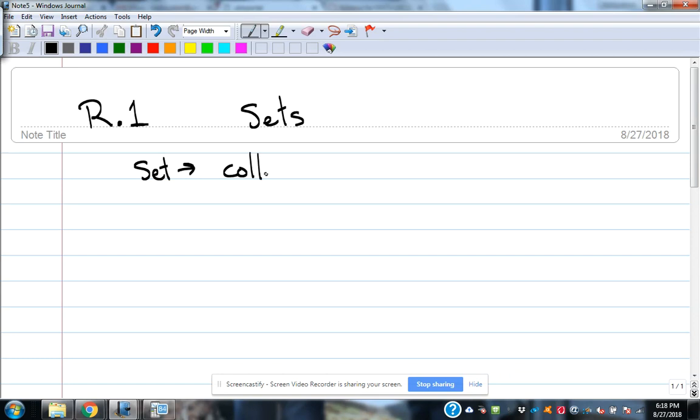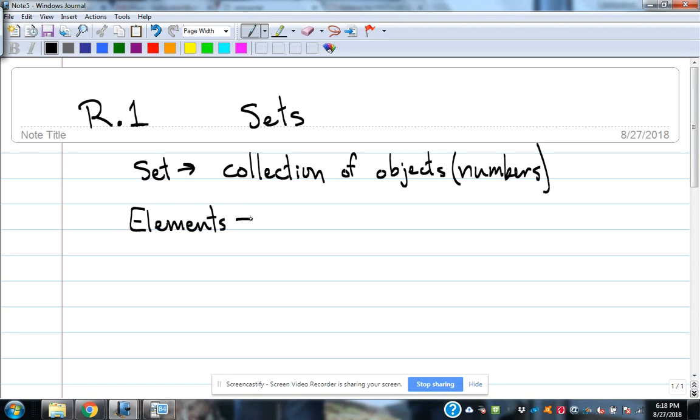In a math class, that's usually numbers of some sort. You know, certain kinds of numbers we can put in a set. Inside of that set, there are things called elements. It's a piece inside of a set. A lot of definitions in this first section. Sorry, just is the way it is. A piece inside of a set.